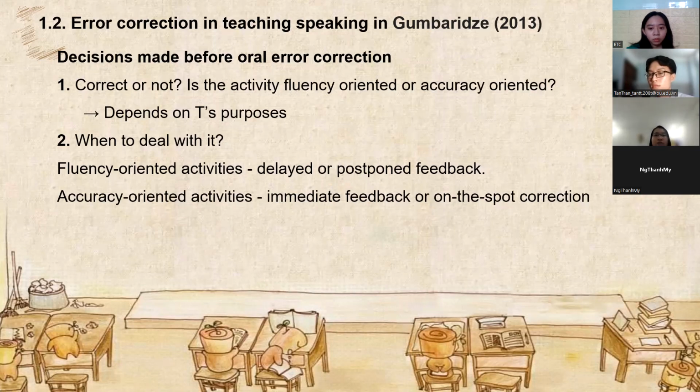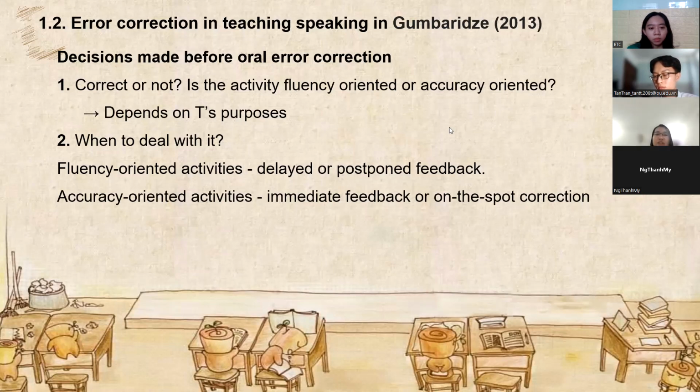However, we do not correct them right away when they are speaking. We can delay or postpone the feedback until the end of the lesson, or sometimes the teacher can give brief comments for them to review at home. Today in the speaking, you made some repeated mistakes like that. So even though for fluency oriented activities we focus on fluency, we still cannot ignore some repetitive mistakes or errors.